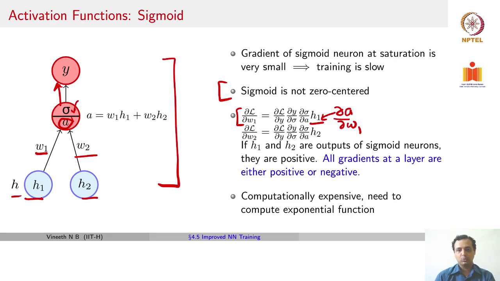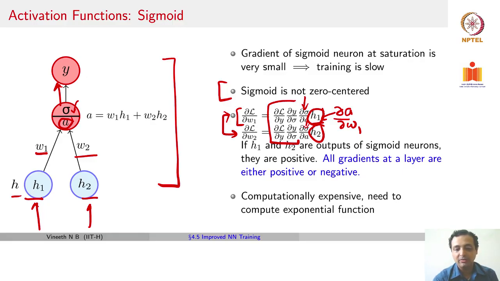Similarly for W2. If H1 and H2 were also outputs of some sigmoid neurons from a previous layer, they would both be positive. Which means you can see now that H1 and H2 would be positive. Dou sigma by dou A, by the definition of the gradient of the sigmoid function, would also be positive. Which means both these gradients will assume the sign of this quantity, which is common for both the gradients.